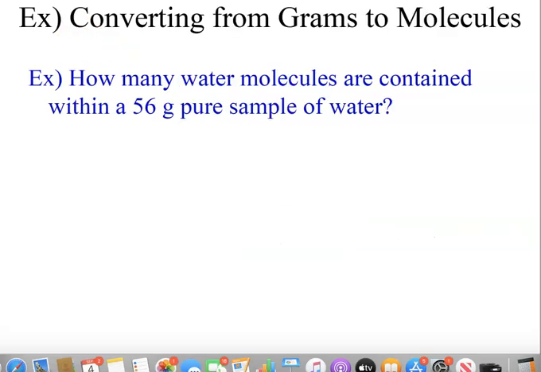Next example. Converting from grams into molecules. How many water molecules are contained within a 56-gram pure sample of water? I know you can do this. This is going to take 2 steps. Pause the video, pause the lesson, and try it yourself.